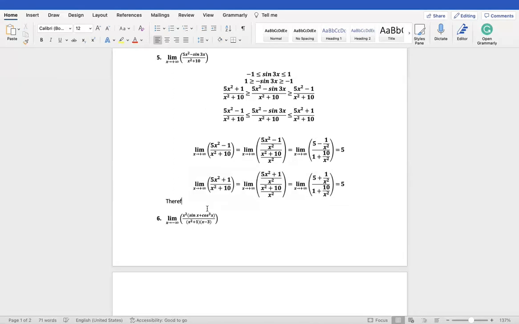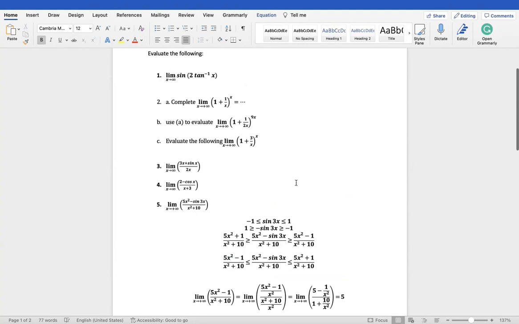So therefore, you can conclude, by the squeezing theorem, the limit as x tends to positive infinity of 5x squared minus sine 3 over x squared plus 10 is just equal to 5, right? So that is it. So basically that's what you will be doing for the other problems, okay?